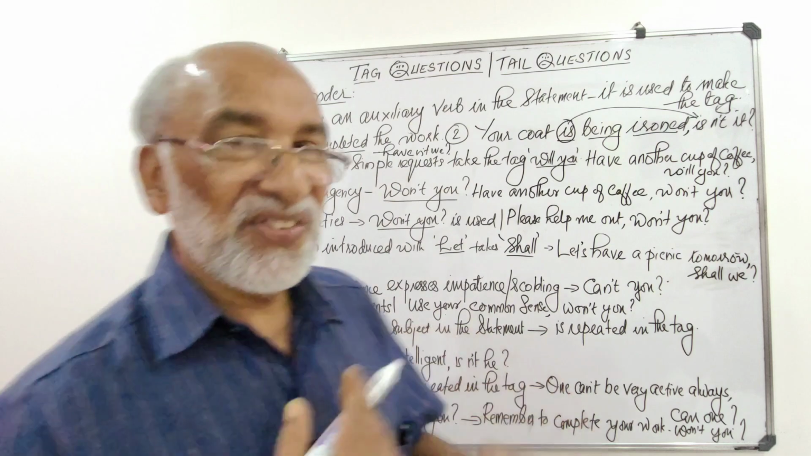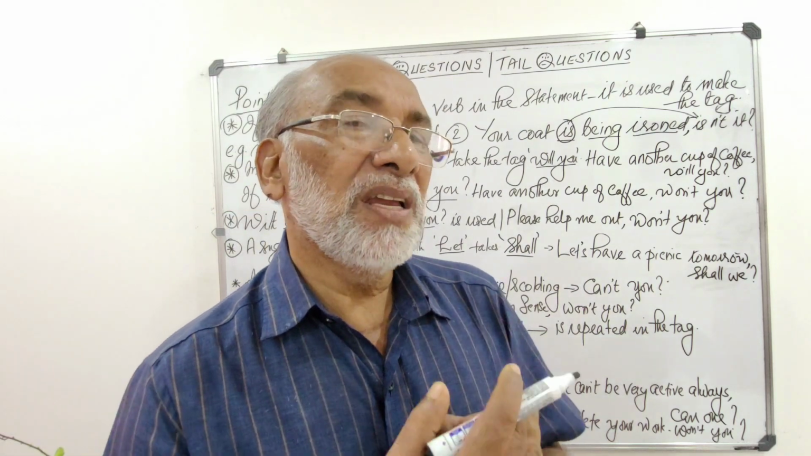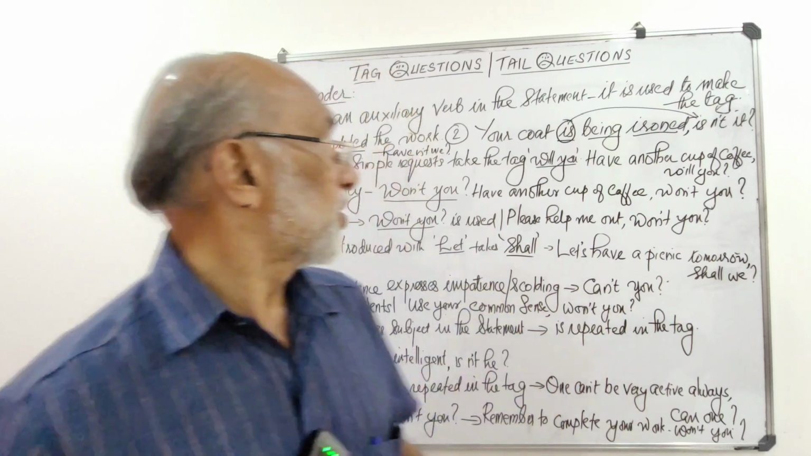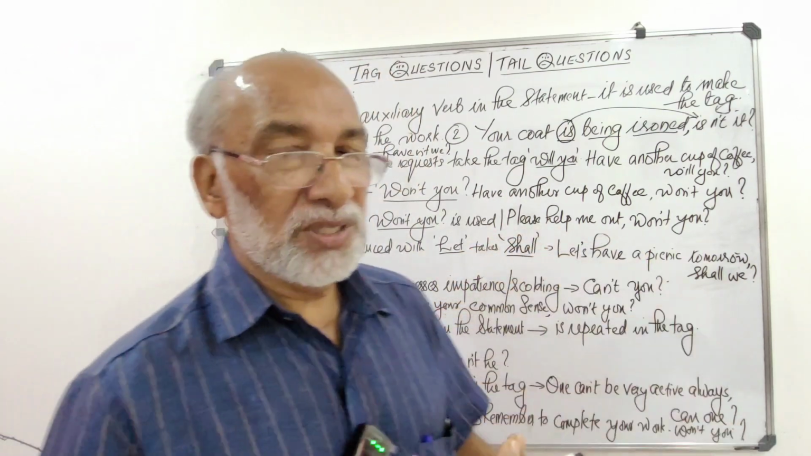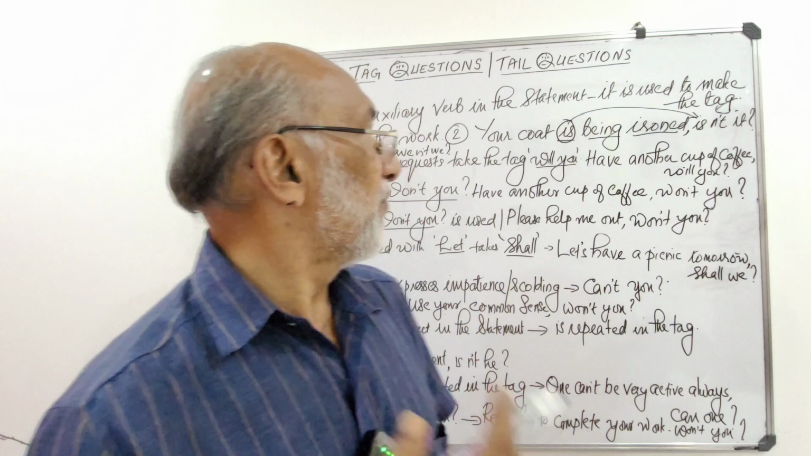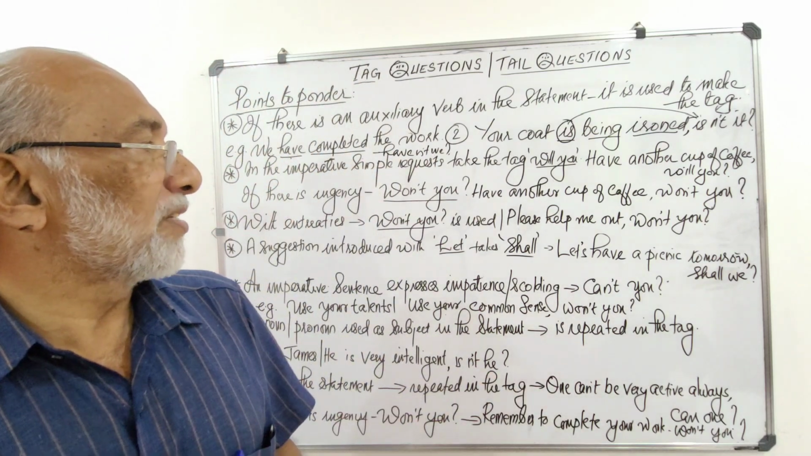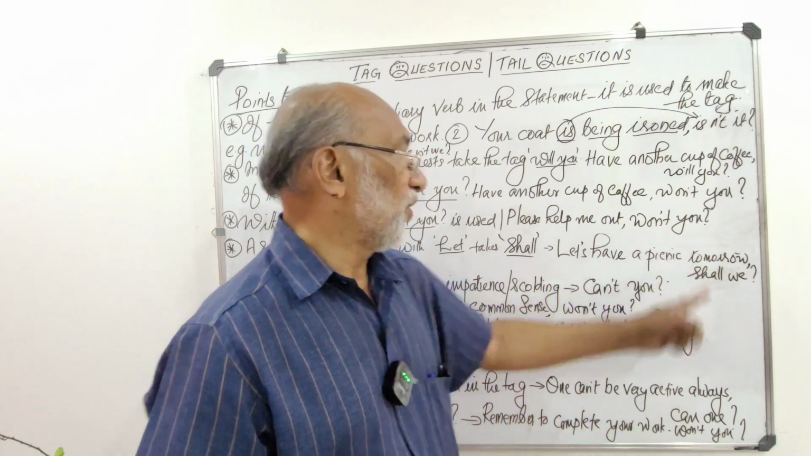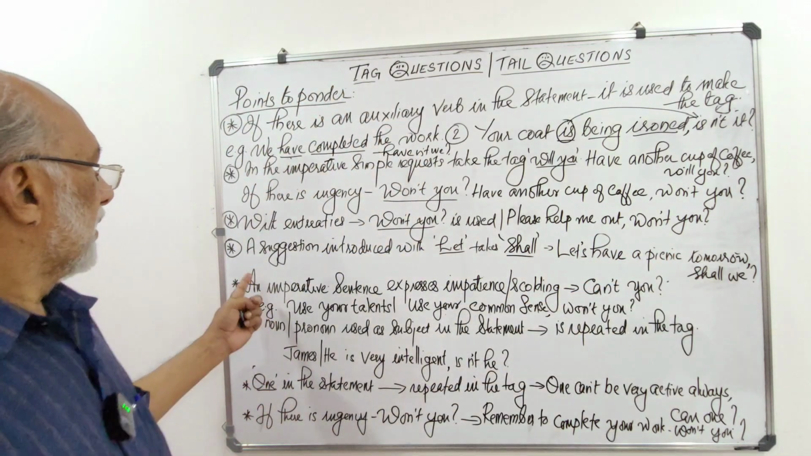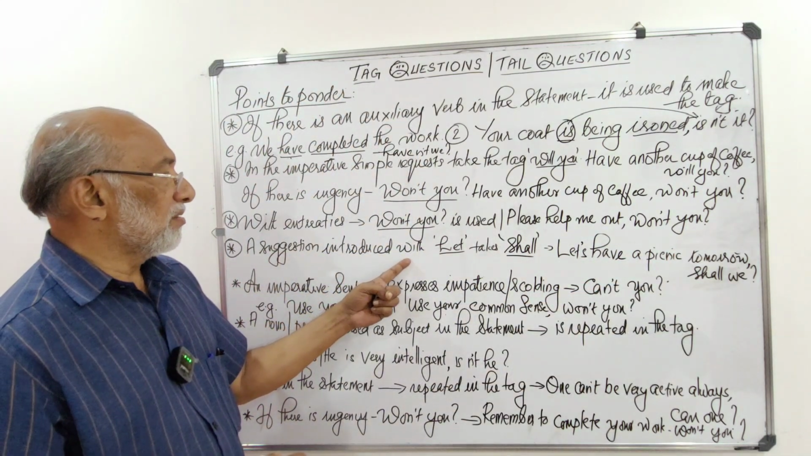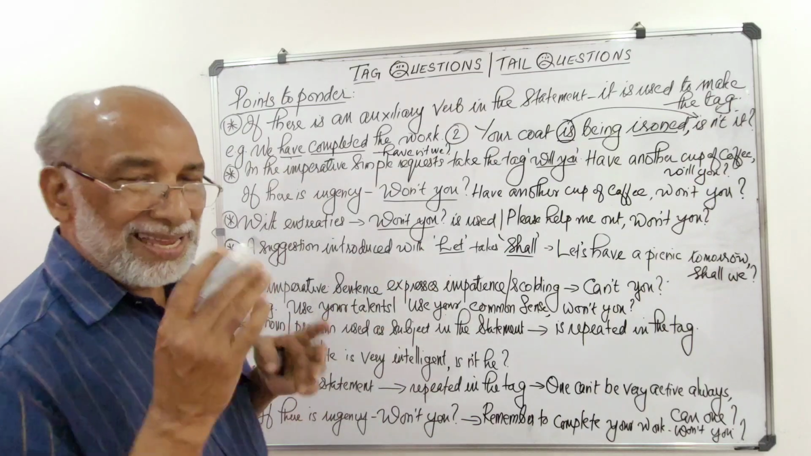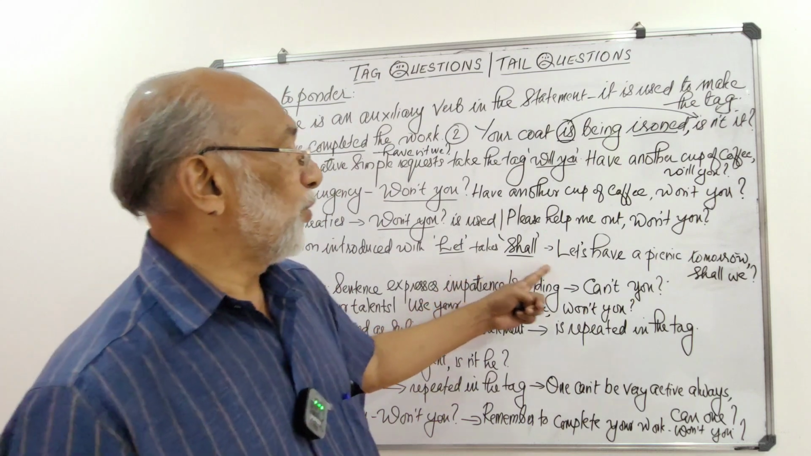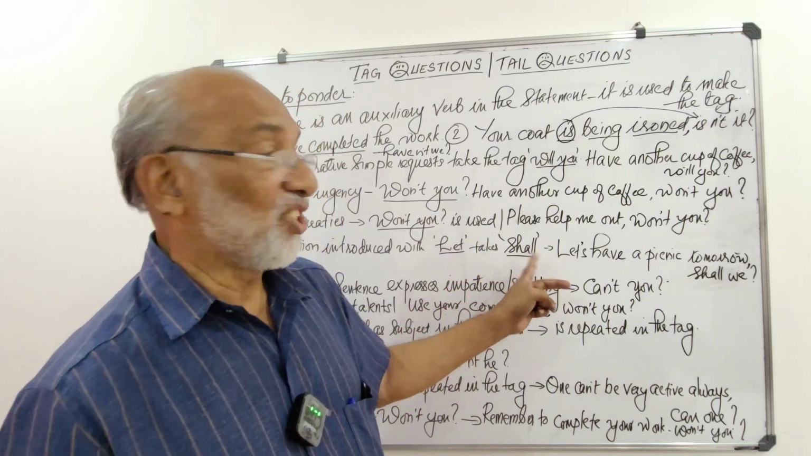So you are in a very difficult situation. You are very humbly requesting somebody's help. So please help me out from this situation, from this dilemma, from this troubled situation. Please help me out, won't you. There we use won't you. Then a suggestion introduced with let. Suppose the statement given is started with let, then we use the tag with shall.